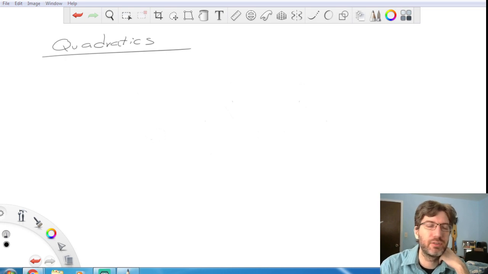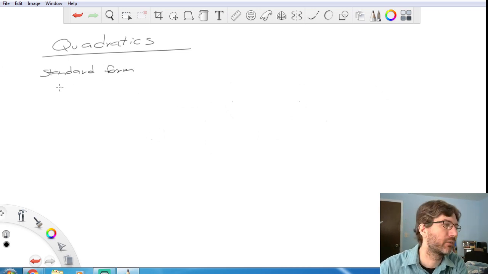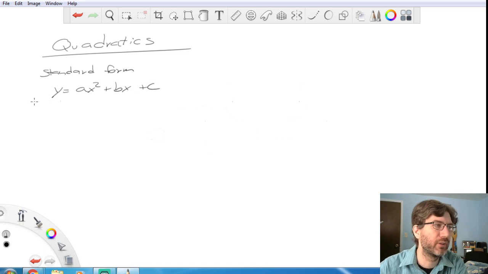The good part is that, just like linear equations had a standard form, quadratics are going to have a standard form as well. You probably already have this memorized. This is y equals ax squared plus bx plus c. You've been working with things that look like that all last week and even the week before. It's a trinomial with a degree of 2. So it does look in this form here.